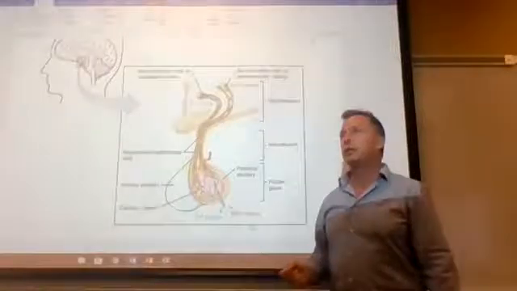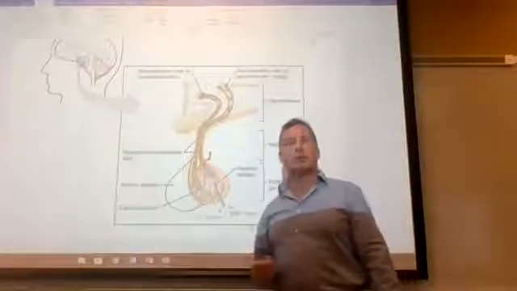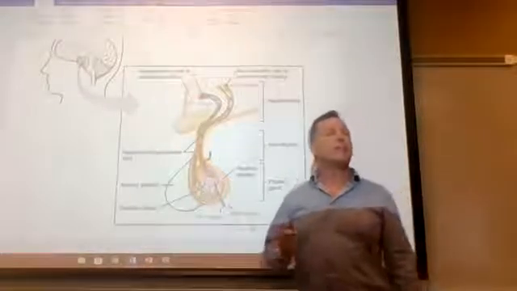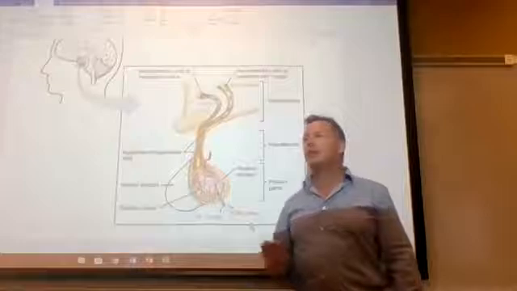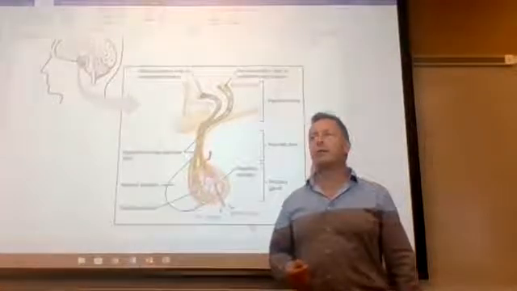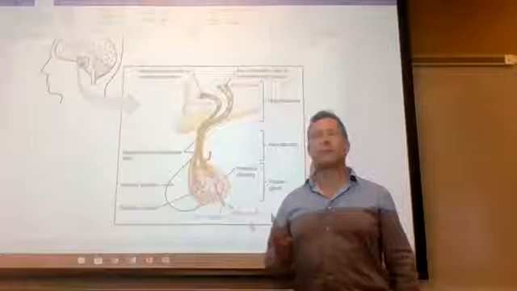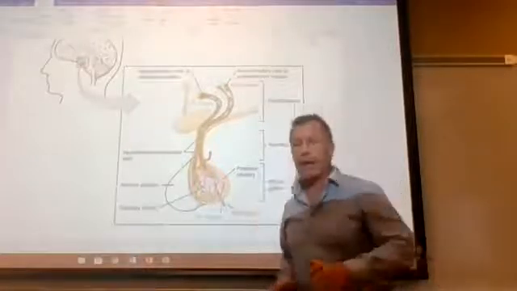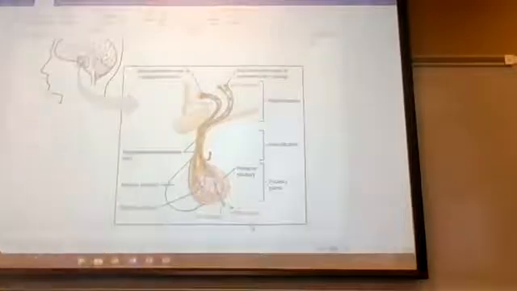Now, true or false? The neurosecretory cells of the supraoptic nucleus release oxytocin directly into the blood. True. Okay, let's talk about that a little bit. It's actually not what happens. It's close.